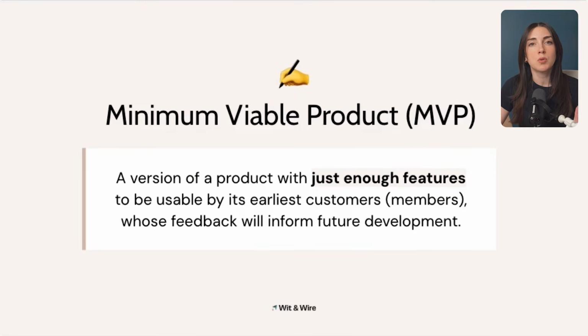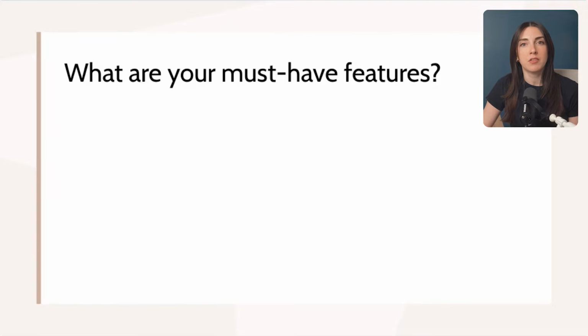This is inspired by a term that comes from the tech industry, which is an MVP, a minimum viable product, where the goal is to create and publish a product with just enough features to be usable by your early customers, and then collect feedback from those early members to inform future developments. So in our case, we want to create a membership with this MVP mentality, with just enough features to work, to prove the concept, to learn what people really need, and then to grow and evolve from there. So what we want to ask is, what are your must-have features?